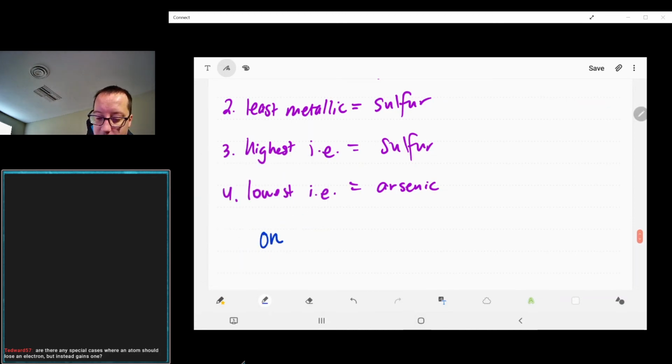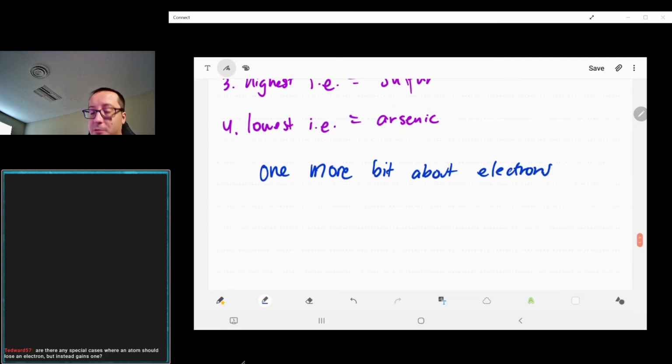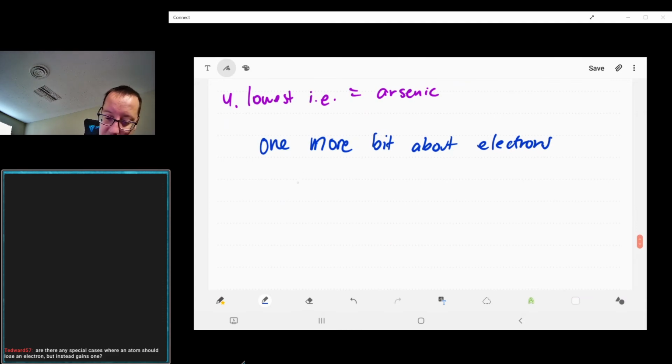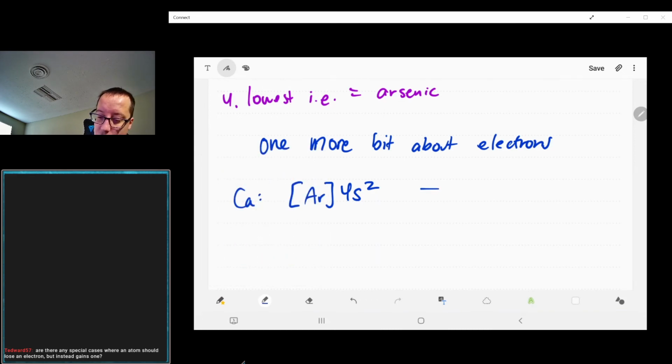Alrighty, so we have one more bit about electrons. It'll be kind of our last little distinction here at the end of the chapter. We're going to see that if we take an electron configuration, I don't know, this will be, I guess, calcium. We're going to see that in the electron configuration, or if we were to write it out all the way, oh my gosh, why did I choose this element then?